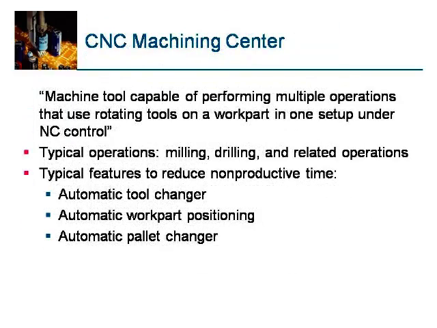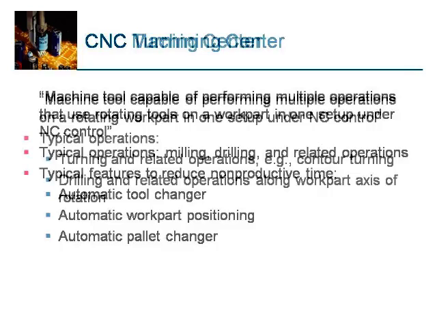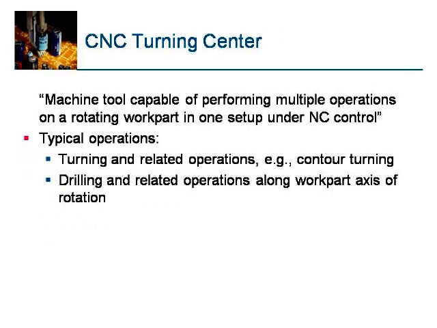CNC machining center: a machine tool capable of performing multiple operations that use rotary tools on a work part in one setup under NC control is called a machining center, where a number of tools are arranged in a tool magazine. Typical operations performed are milling, drilling, counterboring, countersinking and related operations. Typical features to reduce non-productive time on machining centers are the automatic tool changer, ATC, automatic work part positioning system, and automatic pallet changer. If a CNC machining center is equipped with these three facilities, its changeover times are very fast. Horizontal machining center with APC and ATC facility.